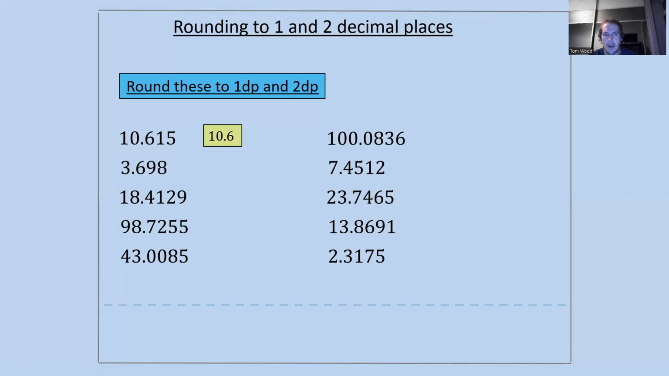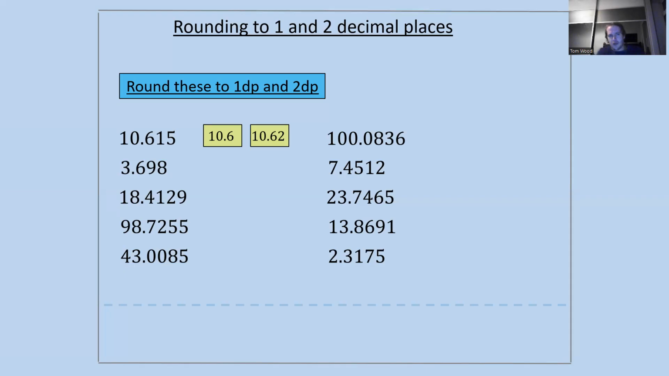So 10.615, if I'm rounding to 1 decimal place, I'm going to draw my line. It's going to go between my 6 and my 1. The 6 is in the first decimal place. So my options are 10.6 or 10.7. In this case, it's going to remain at 10.6 because that is closer to the 6 than it is to going up to the 7.